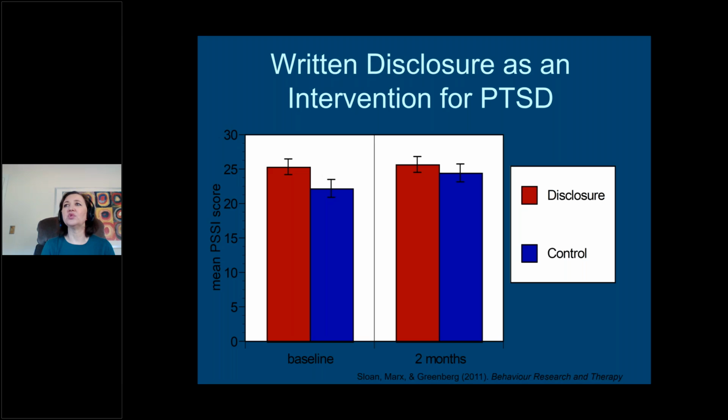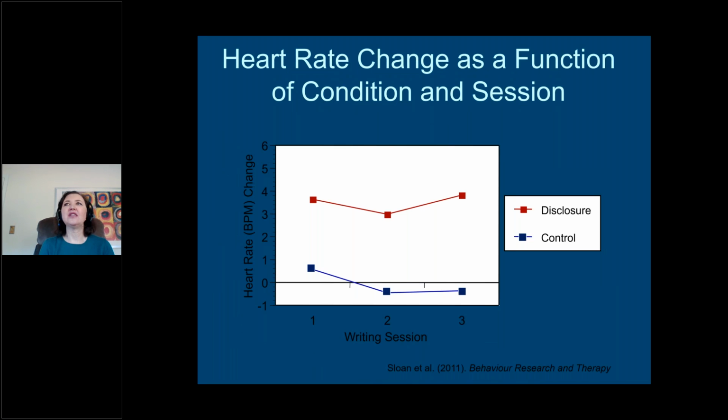They did not have a reduction at all in their PTSD symptom severity, and they looked just like the controls. So when we looked at their fear reaction, this time we were looking at heart rate. We can see here that they had initial activation of response. So they were activated initially, but they remained activated at each session. So they never came down, they never had an extinction of that response.